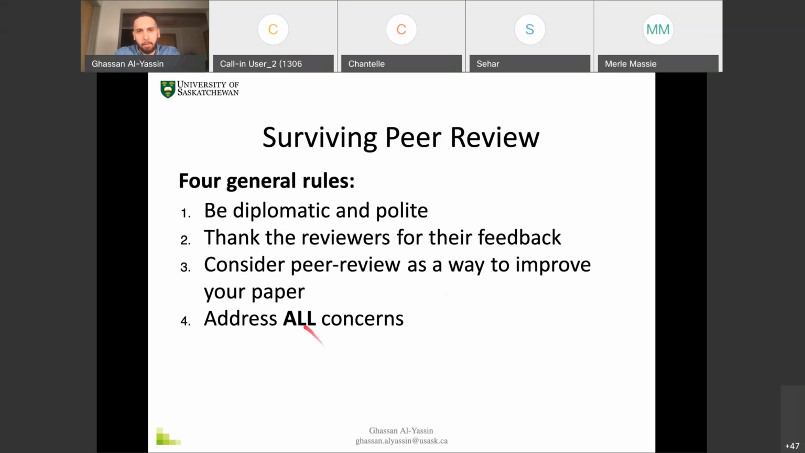And make sure you address all the concerns. And I say address, I don't say fix, because you might not be able to. And I already told you, you don't have to do everything the reviewer tells you to do, but you have to address all the concerns. Otherwise, they might reject the paper, or you might have to go through multiple rounds of review, and that is not always a very good thing. And it will delay the publication, obviously.